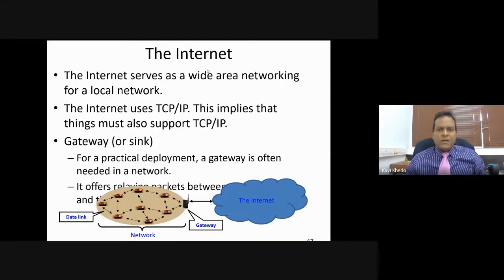So the internet serves as a wide area network for the local network. Your local network is your sensor network. Eventually, it sends the data to a wide area network, which is the internet. Last week we already mentioned the internet uses TCP/IP. This implies that things must also support TCP/IP. This is the biggest challenge we have in IoT. Last week I mentioned it, this week I'm saying it again. The biggest challenge is how you make your sensor network communicate to the internet, which uses TCP/IP.